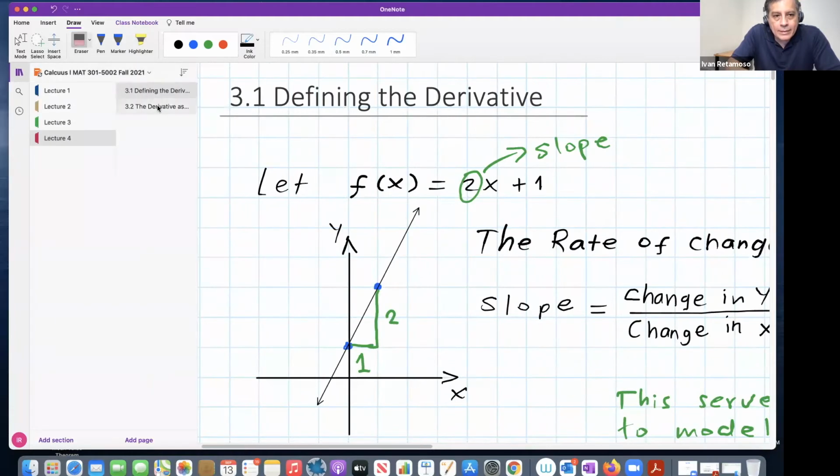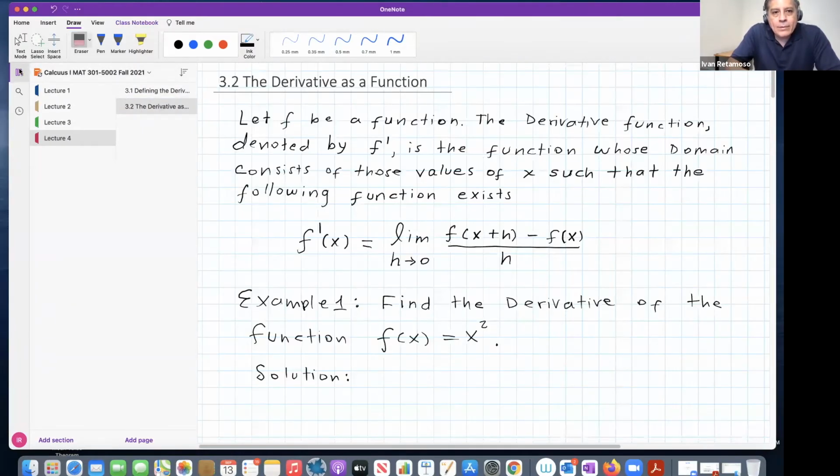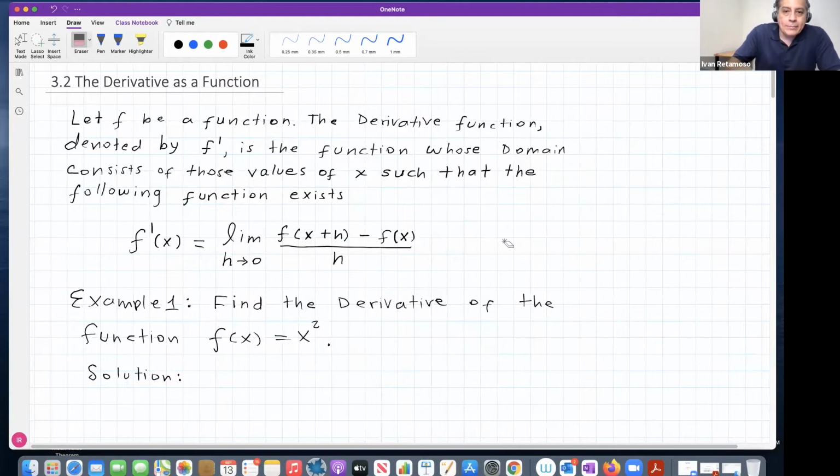Talk about that. This is section 3.2, the derivative as a function. Again, when you do things repeatedly, sometimes it is better to do it just once, come up with a formula, and apply the formula for the different cases that we want to solve. So let f be a function.